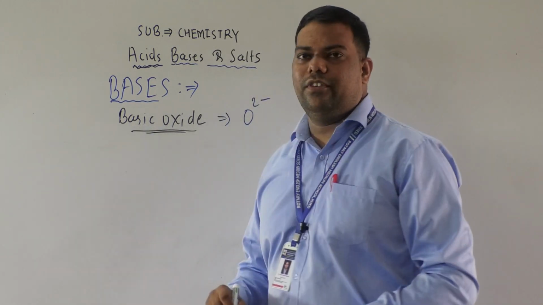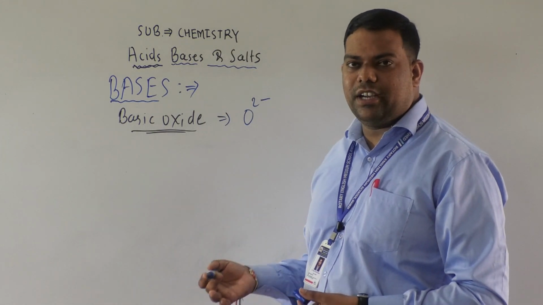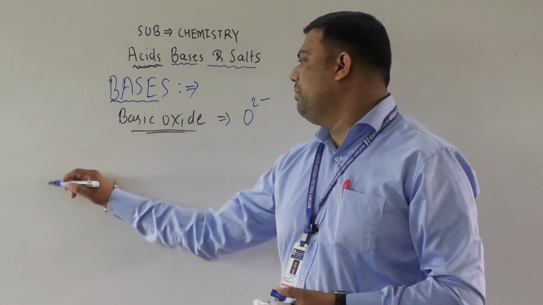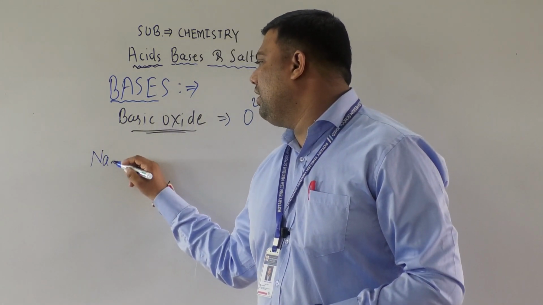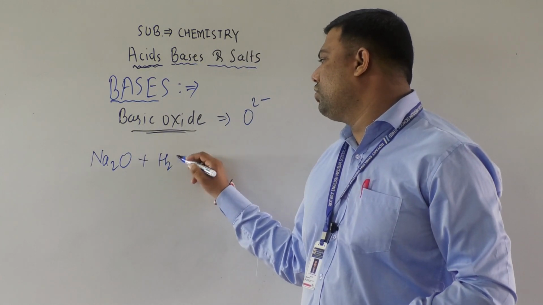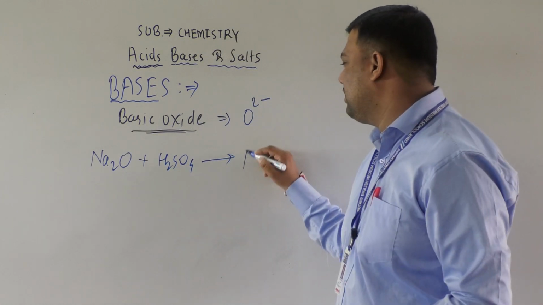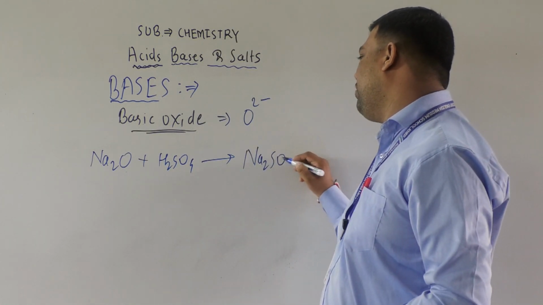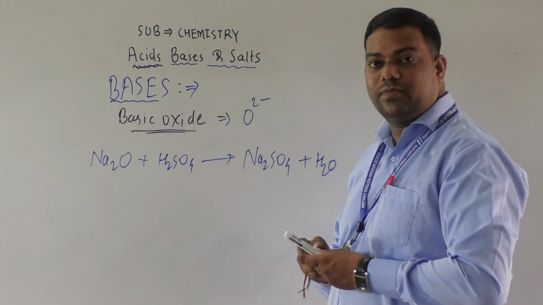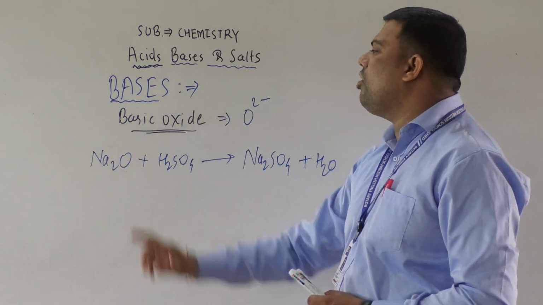Basic oxide, when it reacts with acid, what will happen? Salt plus water. Like this reaction: basic oxide sodium oxide, Na2O, plus H2SO4. They give us Na2SO4 plus H2O. Understood? So these are metallic oxides, or we can say basic oxides.